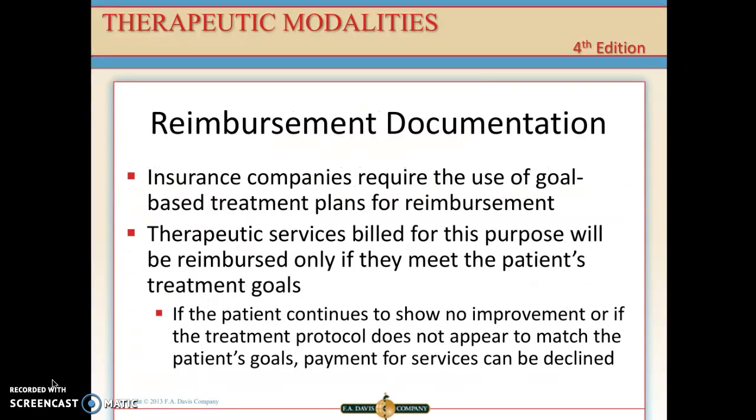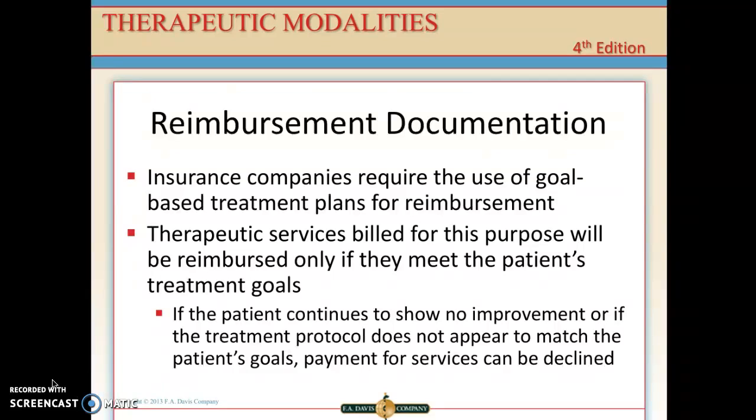You also want to understand how to get reimbursed for documentation. So we're going to talk a little bit about third-party reimbursement. Insurance companies require the use of goal-based treatment plans for reimbursement. So when you're working in a clinic where you can actually bill for therapy services, the insurance companies are going to want to know that you set goals for the patient and that the treatment plan that you're doing with your patient is based on those goals. Therapeutic services billed for this purpose will be reimbursed only if they meet the patient's treatment goals.